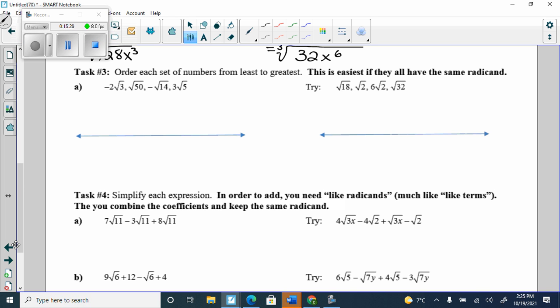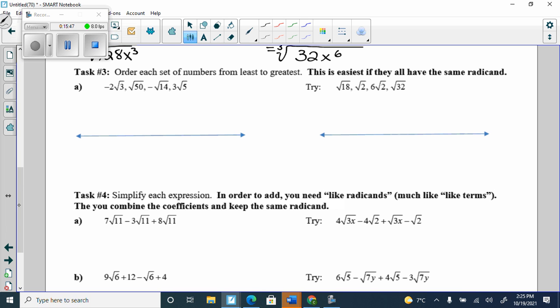In order to add, you need like radicands. So just like you need an x plus an x to add x's, you need x squareds, you can put together. Numbers without variables are like terms. You can put those together. Same thing here with radicals. So if the radicand is the same, you can put them together.